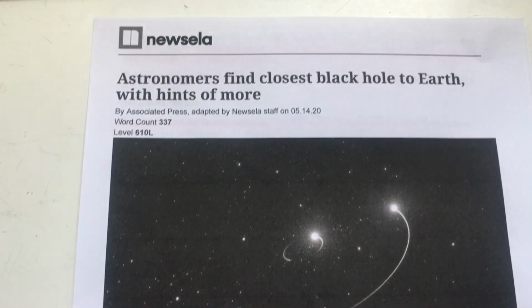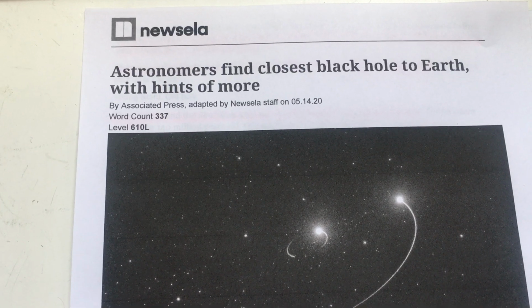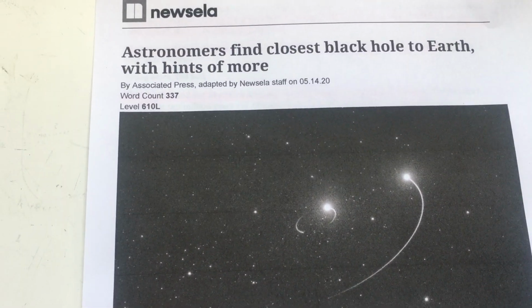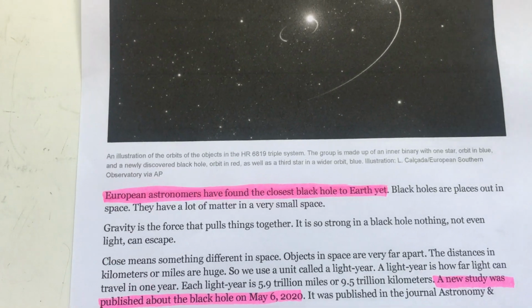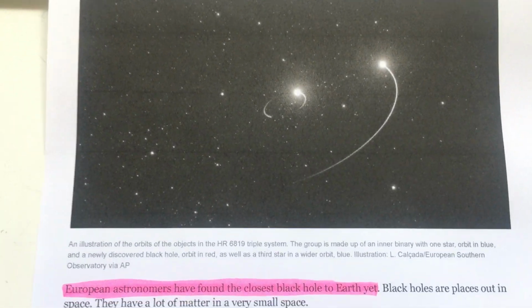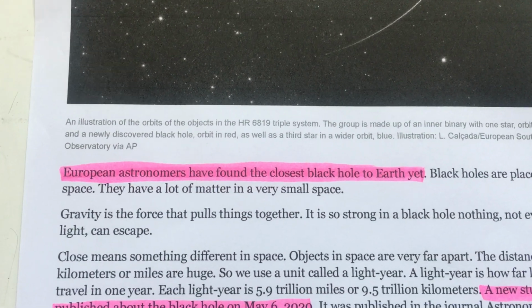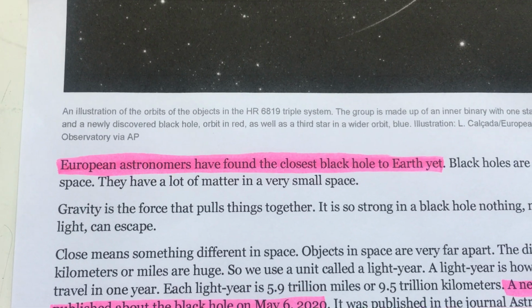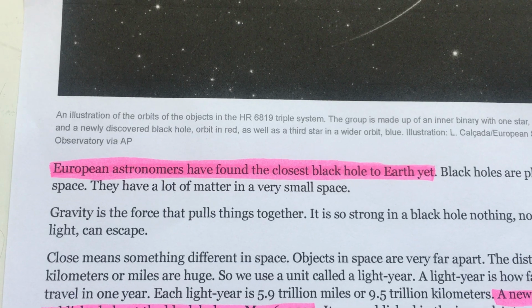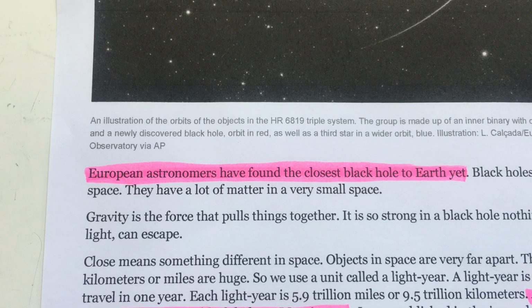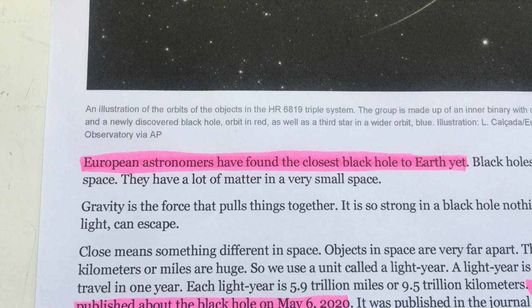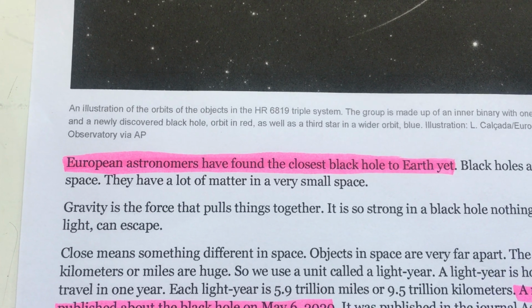I'm going to show you how I did a 5-sentence summary today. I read this article, Astronomers Find Closest Black Hole to Earth with Hints of More. I'm going to read you this article and notice what I chose to highlight as I read through it. I chose the things to highlight based on what I thought were the most important essential ideas in this article, and the ideas that I would need to explain to somebody in order for them to understand what this article was all about.